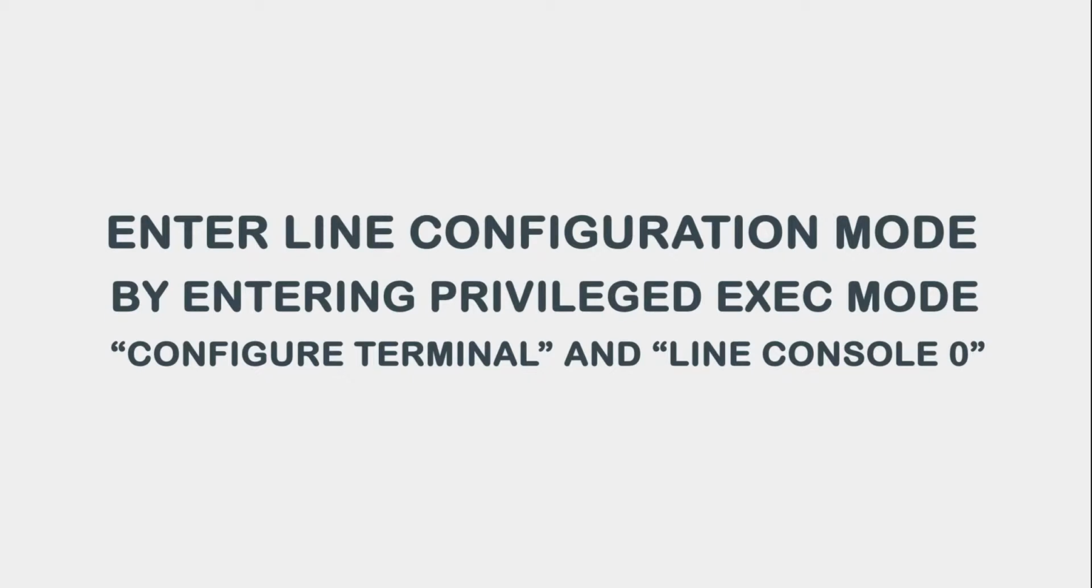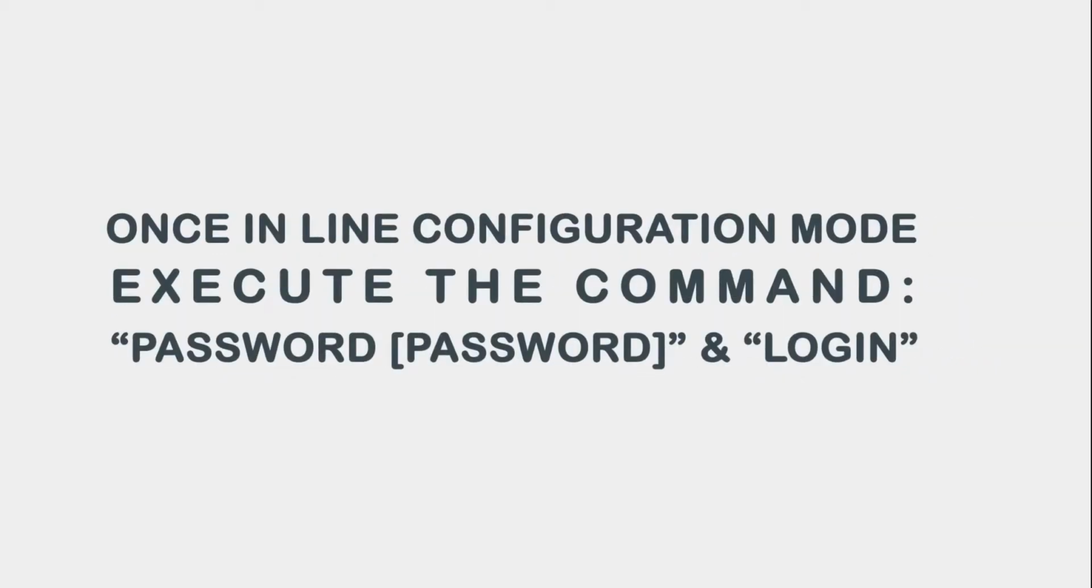Before moving on, it is important to note the 0 in the command line console 0. The 0 relates to the specific console port on the device. Some Cisco devices have more than one console port, so be sure you are configuring and using the correct console port during this configuration. Once in line configuration mode, execute the command password, and then execute the command login. The login command tells the IOS to require a password to gain access to the command line interface for this specific interface.